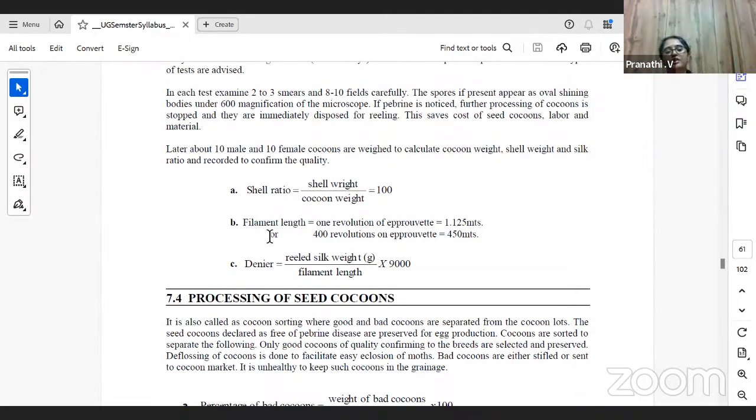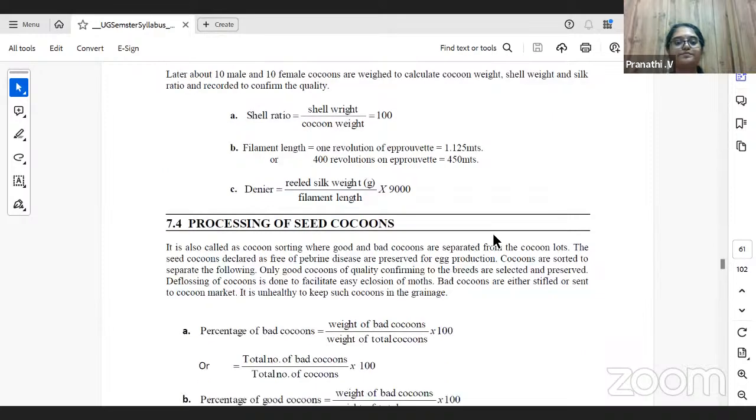So shell ratio, filament length, denier. Denier is your reeled silk weight divided by the filament length, into 9,000. And how are you going to get the filament length? One revolution of the approved weight, or 400 revolutions on the approved weight, which is around 415 meters.